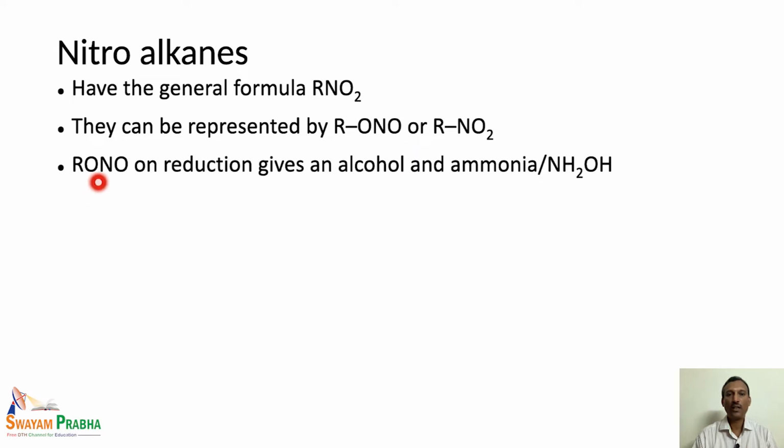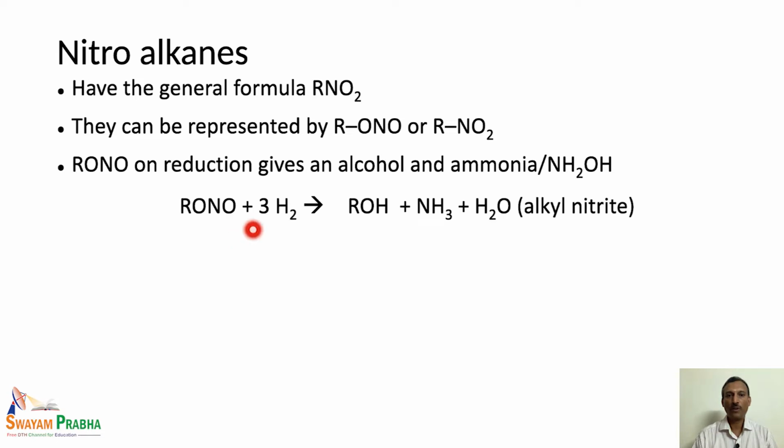When we look at the reaction of RONO, on reduction it gives alcohols and ammonia or hydroxylamine as the product. So this is one type of reaction. In the presence of 3 hydrogen molecules, RONO can be converted into alcohols. That RONO compound is called alkyl nitrite. As you have seen, these are basically esters. So alkyl nitrites are considered as esters of alcohol.